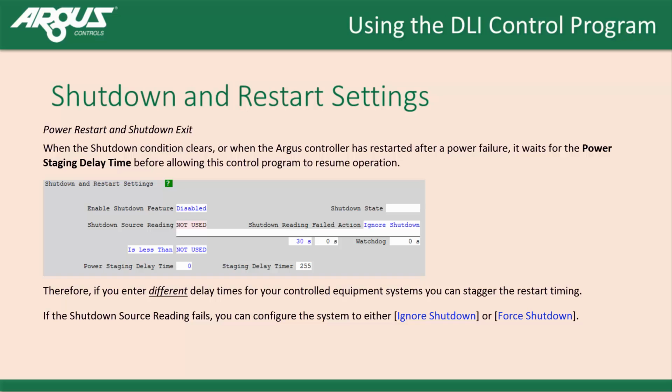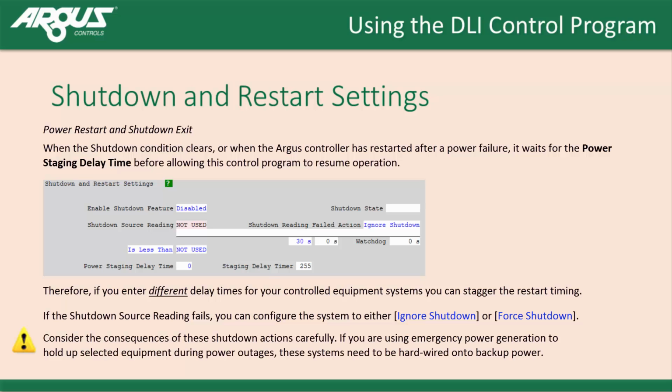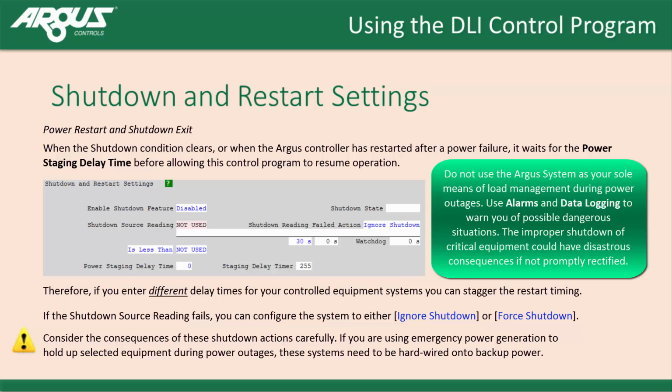If the shutdown source reading fails, you can configure the system to either ignore shutdown or force shutdown. Consider the consequences of these shutdown actions carefully. If you're using emergency power generation to hold up selected equipment during power outages, these systems need to be hardwired onto backup power.